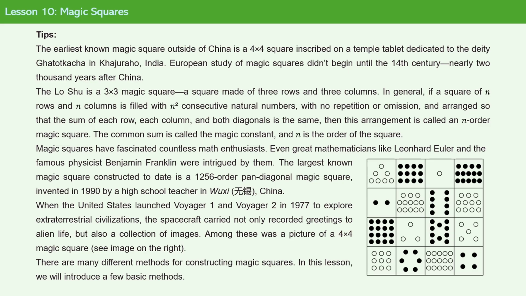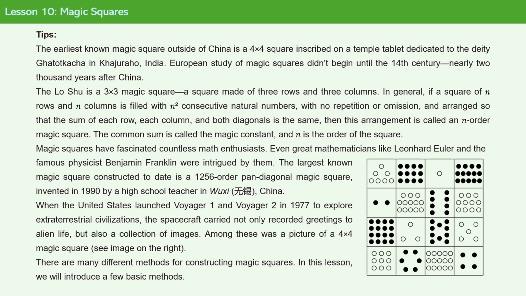The earliest known magic square outside of China is a 4x4 square inscribed on a temple tablet dedicated to the deity Gatotkaca in Khajuraho, India. European study of magic squares didn't begin until the 14th century, nearly 2,000 years after China. The Lo Shu is a 3x3 magic square, a square made of 3 rows and 3 columns.